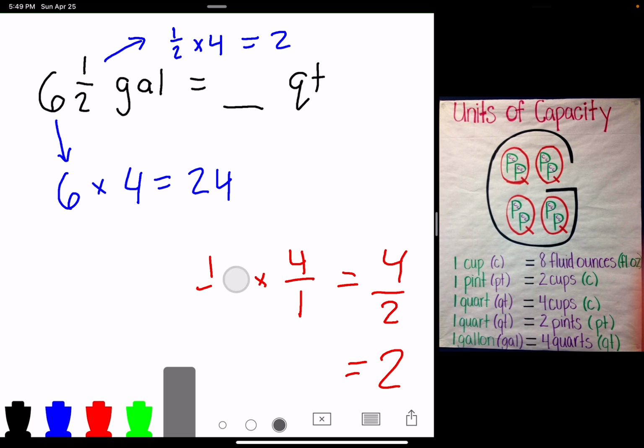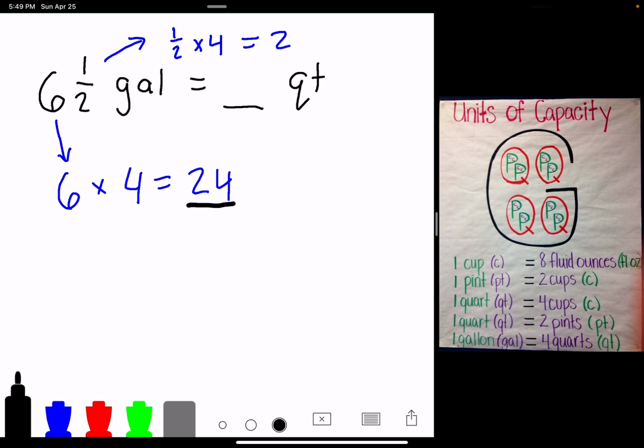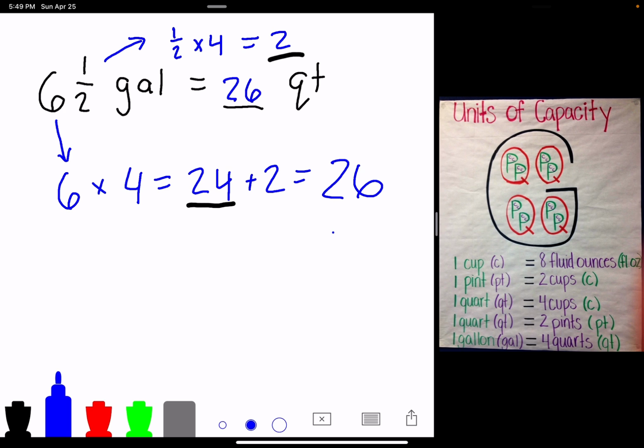So now that I know that one part of my problem is 24 and the other part of my problem is 2, all I'm going to do is add those 2 parts together. 24 plus 2 more equals 26. So that means my answer is 26 quarts. Another way to solve this problem, I'm going to just switch colors here and leave my work up there.